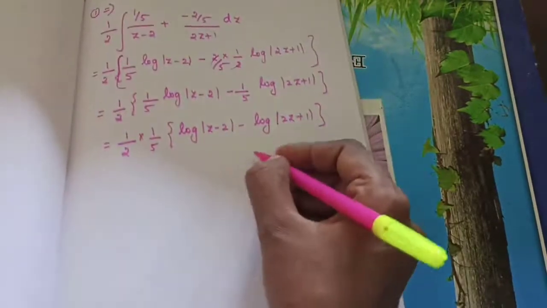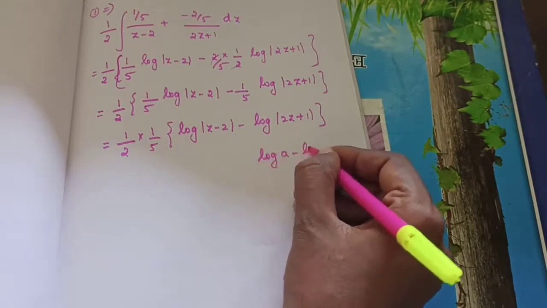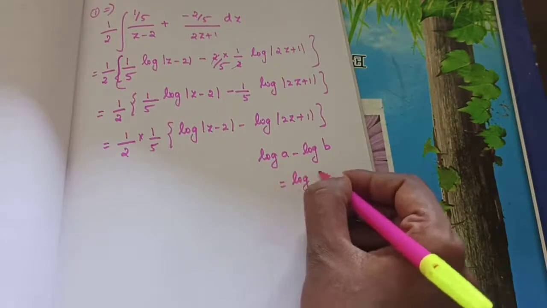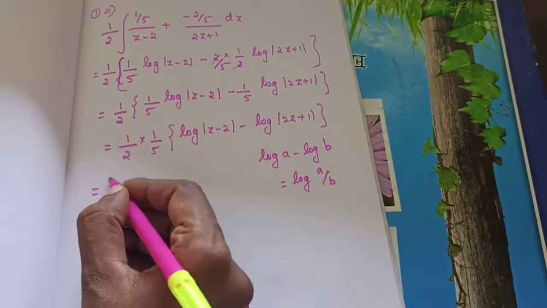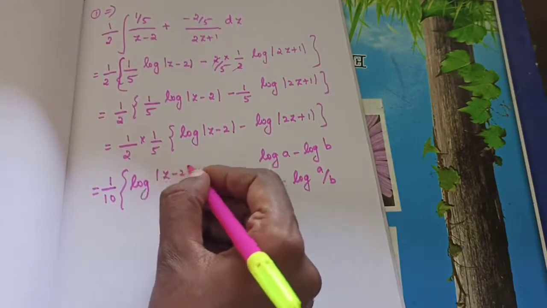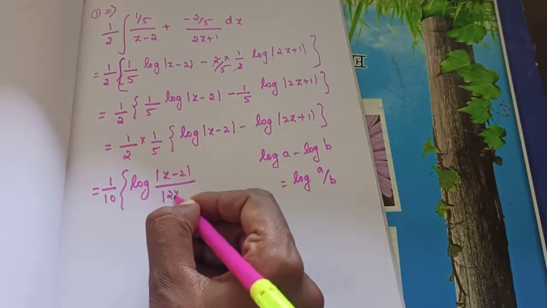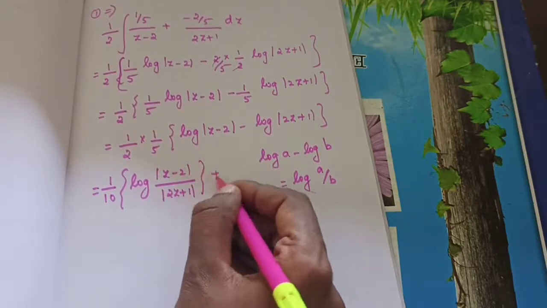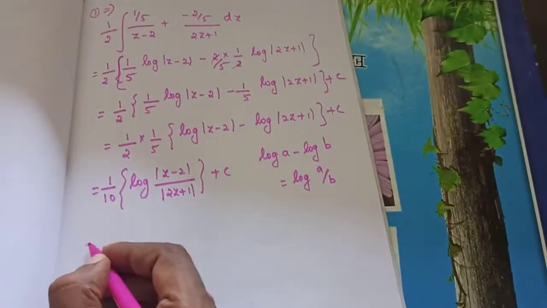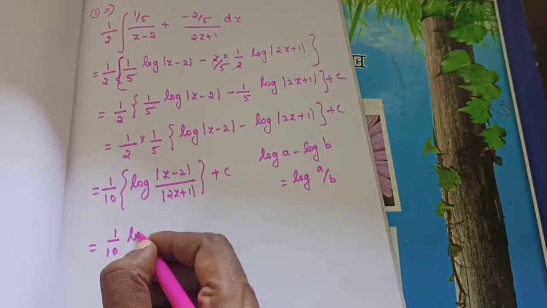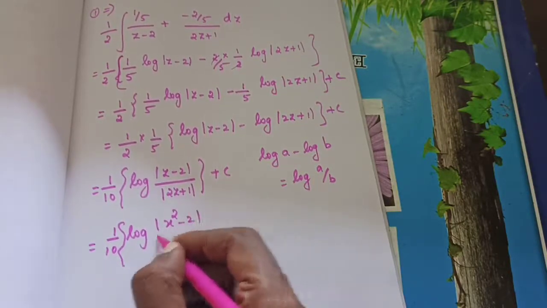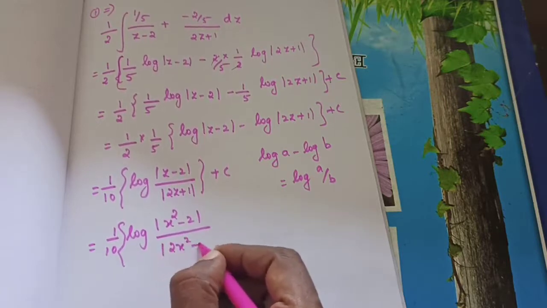What's the formula for log a minus log b? Log a minus log b is equal to log of a by b. So we use that: 1 by 10 into log of modulus of z minus 2 divided by modulus of 2z plus 1, plus c. That's equal to 1 by 10 into log of modulus of x minus 2 divided by modulus of 2x plus 1, plus c.